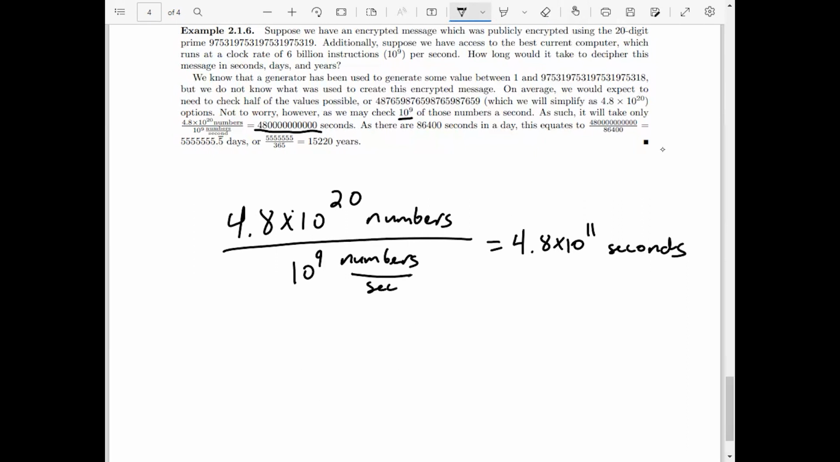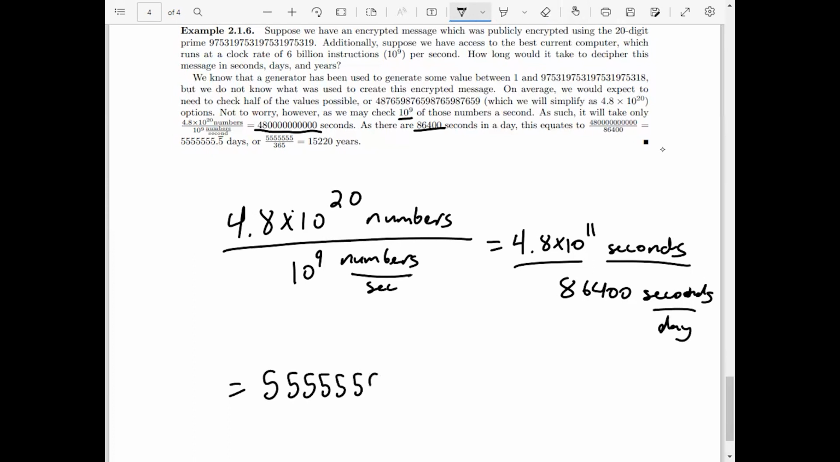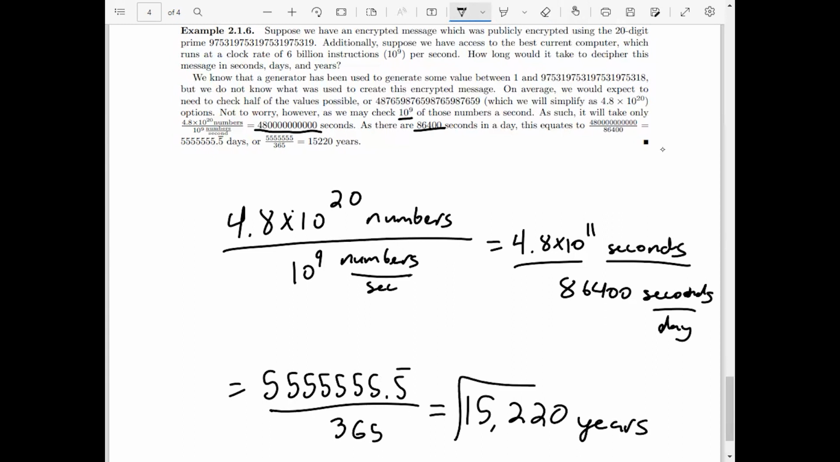However, we've got time. There's 86,400 seconds in a day, so we can divide that by 86,400 seconds. And we have quite a few days. And then we can take that number and we can divide it by the 365 days that there are in a year, and we get a total of 15,220 years to correctly find the solution to this message.